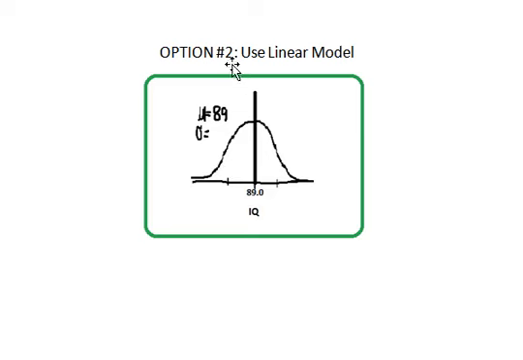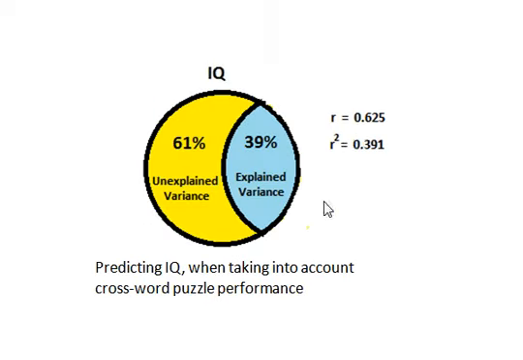By using the crossword puzzle score to predict IQ, notice that this distribution isn't as wide, there's not as much variability. Some 39% of the variability is already accounted for. This variability remaining here, known as 1 minus R squared, is the variability that was unaccounted for. So in conclusion, R squared is the variance that's explained. 1 minus R squared is the variance that is unexplained.